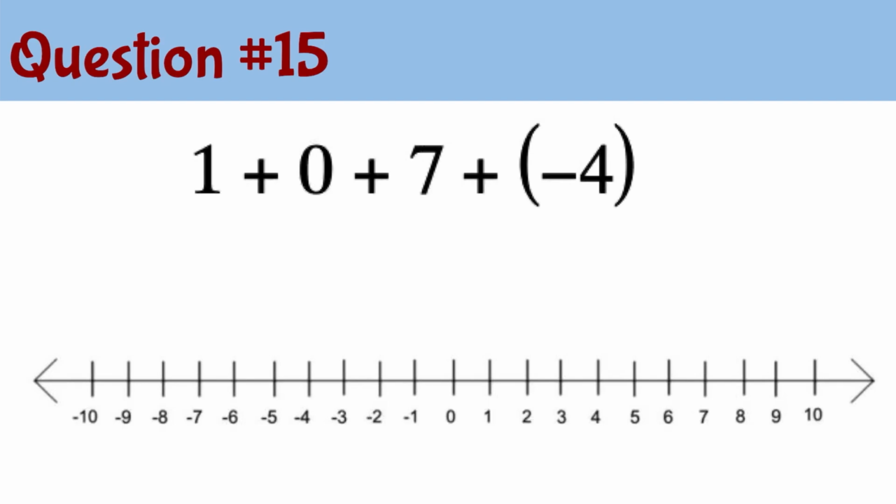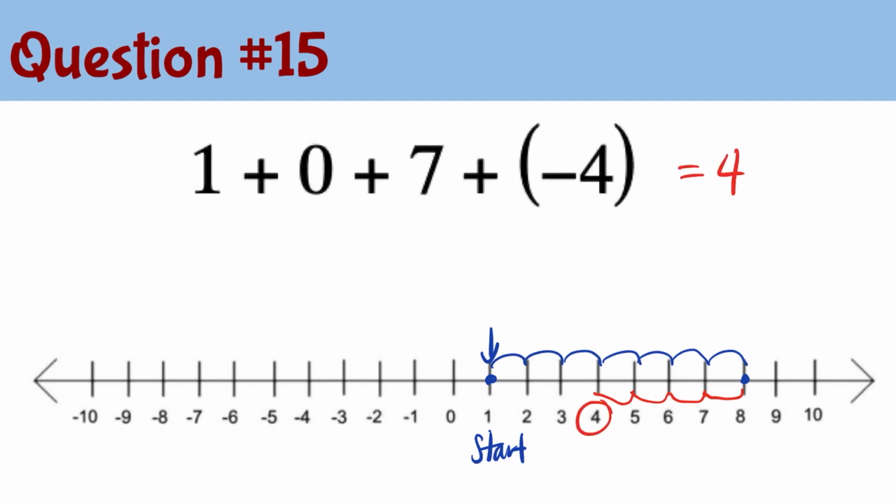Question number 15. 1 plus 0 plus 7 plus negative 4. So here we're starting with positive 1. And since we're adding 0, that means we're staying with 1. We're not moving left or right. And the third one is adding 7. So this means from 1, we need to go 7 units to the right. So 1, 2, 3, 4, 5, 6, 7. So adding 7 to the right, that will give us 8. Now from 8, we need to move 4 units left because it's adding negative 4. So 1, 2, 3, 4. So the answer here is positive 4.